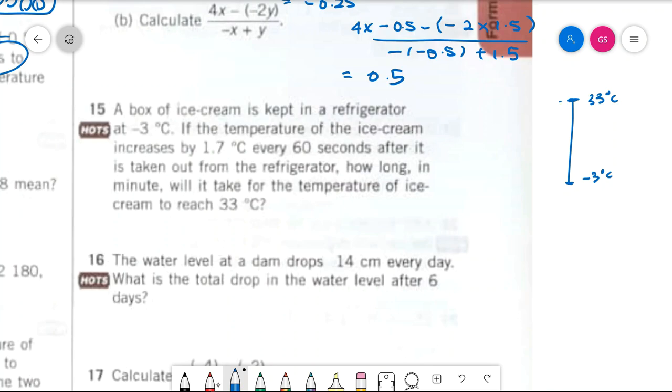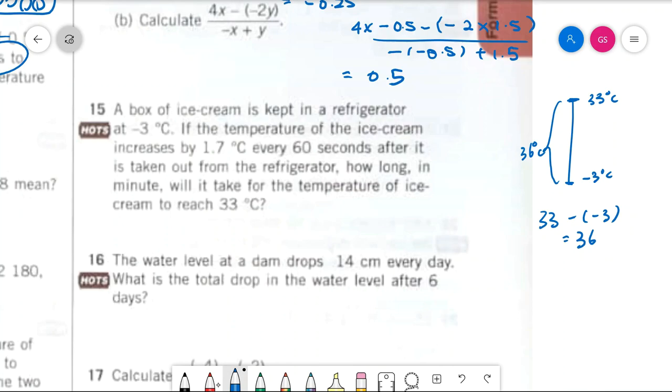So first things first, what is the difference between 33 and -3? Because you want to find a difference. So 33 minus negative 3, you know that is going to give you 36. So the difference in temperature here is 36°C. It tells you that it increased by 1.7°C every 60 seconds. So it wants to ask you, in minutes, how long.